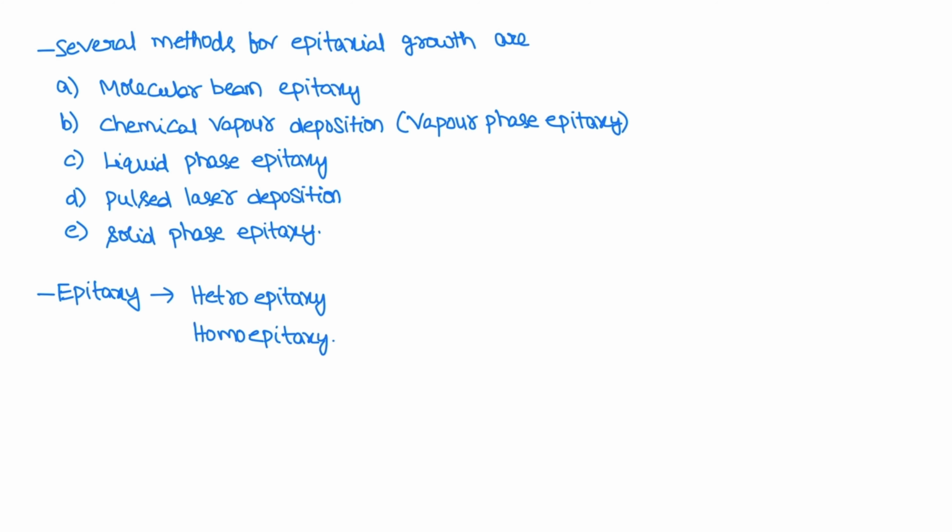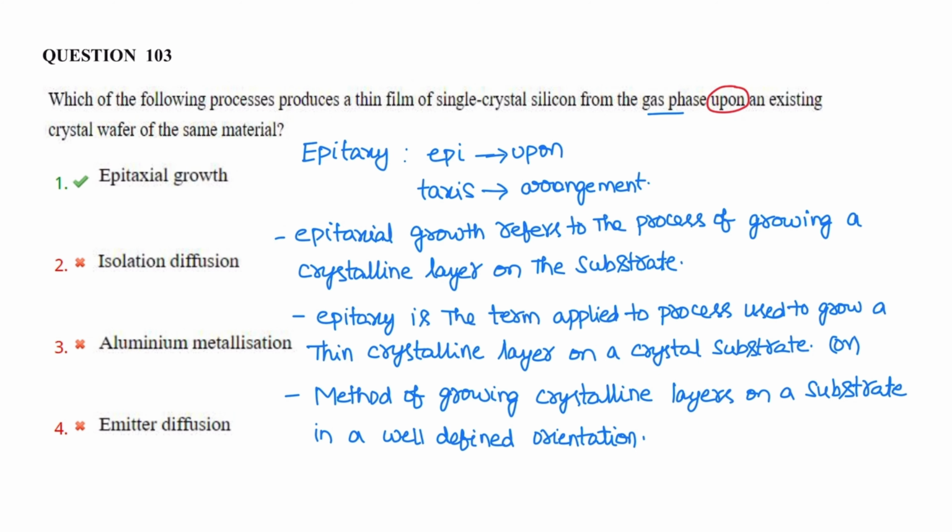Heteroepitaxy means when a material is grown epitaxially on a substrate of a different material. Homoepitaxy is also called autoepitaxy, that is, extension of the substrate lattice by the overgrowth of a layer of the same material, such as silicon grown on silicon. Homo and heteroepitaxy, here they have given gas phase, so it is epitaxial growth.